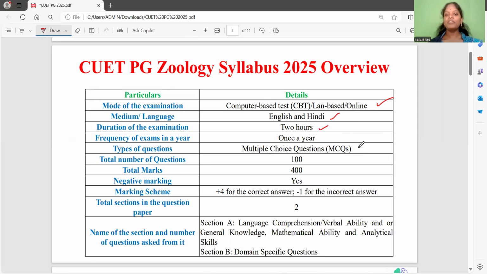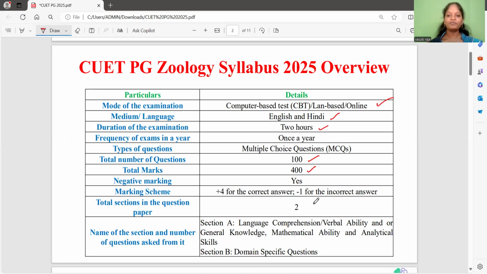The type of questions will be multiple choice questions. We have options in these questions, and the total number of questions will be 100. As we discussed in the earlier classes, one correct answer carries 4 marks, and the total marks will be 400. Okay, and we have negative marking. For each wrong answer, 1 mark will be deducted from the marks which we have scored.